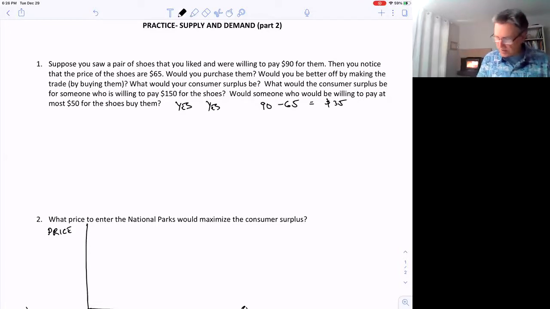What would the consumer surplus be for someone who's willing to pay $150? Well, it'd be a lot more. If they're willing to pay $150, they only have to pay $65. That means their consumer surplus is going to be $85. Who would be willing to pay at most $50 for these shoes? Would they buy them? No, of course not. They would have to pay more than the value of them.